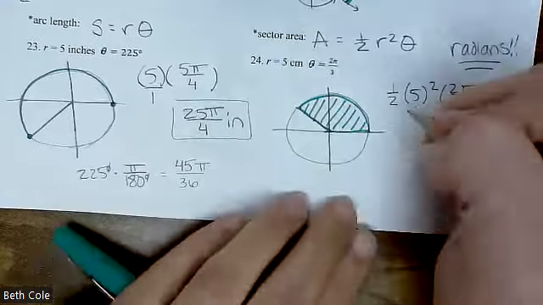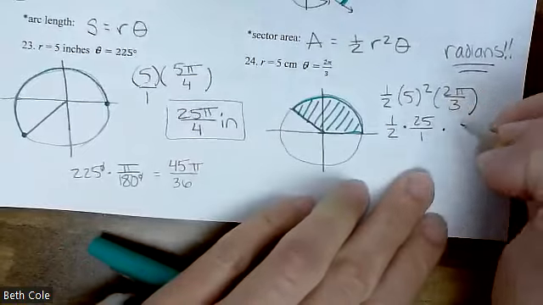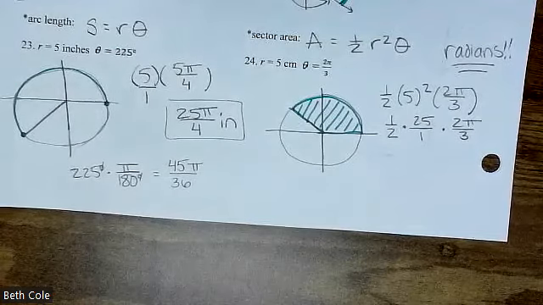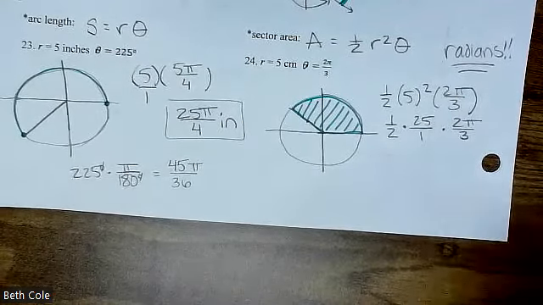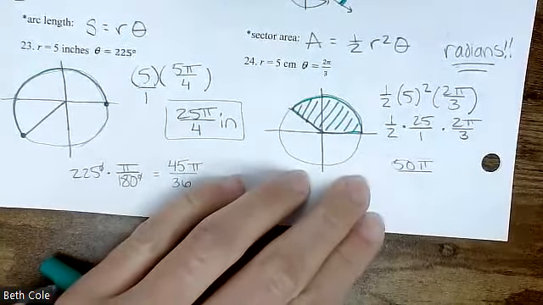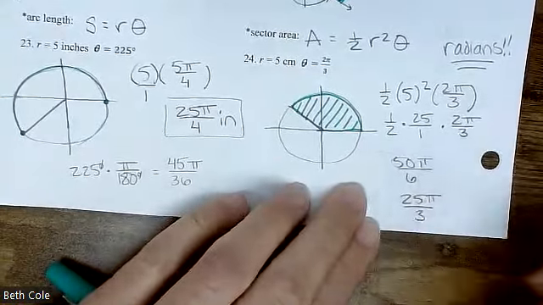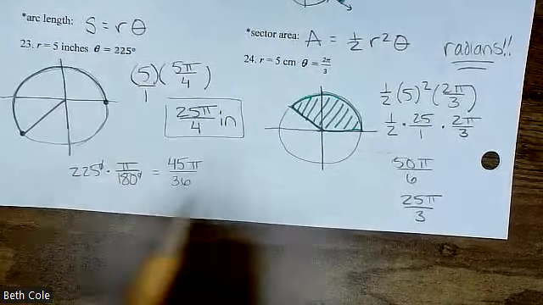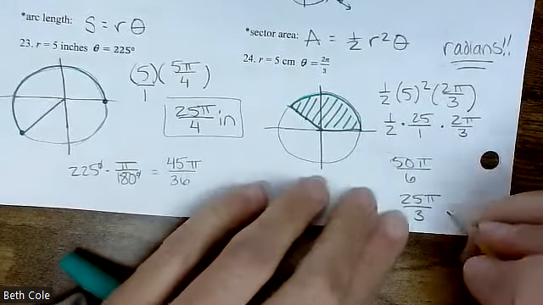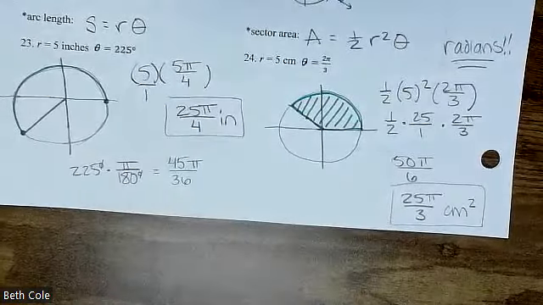All right, so what is 5 squared? 25. I'm going to put it over 1. That helps us. And then times 2 pi over 3. So you multiply all the numerators and then you multiply all the denominators. So 50 pi over 6, which would be 25 pi over 3. Now we found an area. So what would our units be? Centimeters squared. Good. I know usually I give you feet. I just gave you centimeters to keep you on your toes.